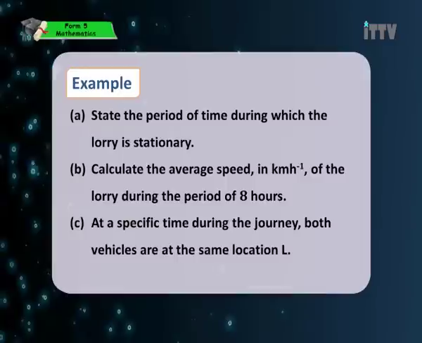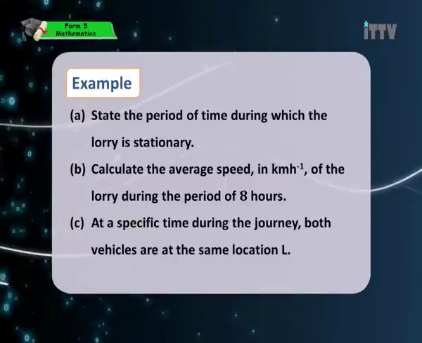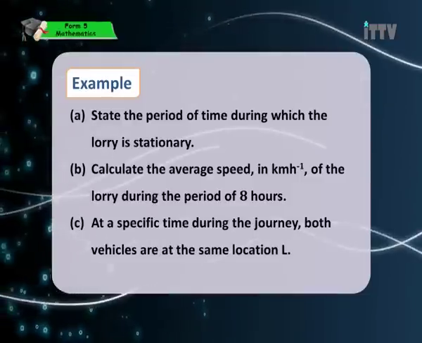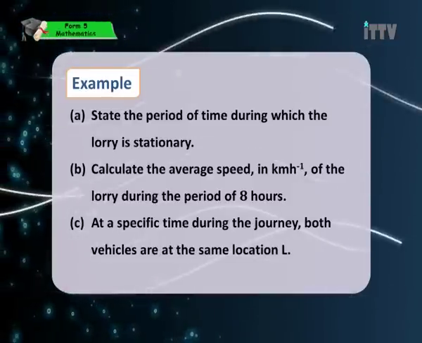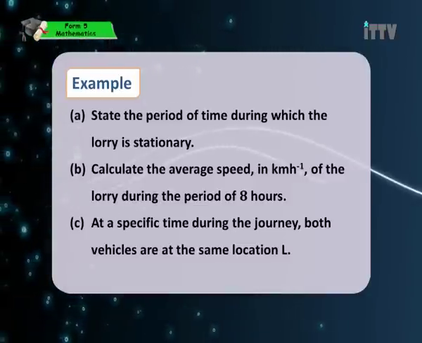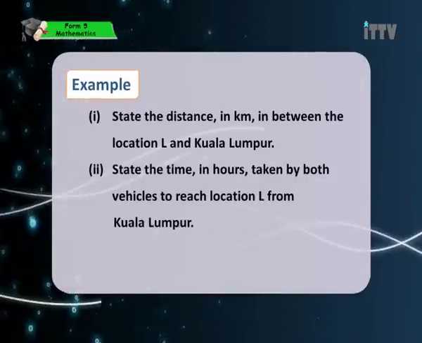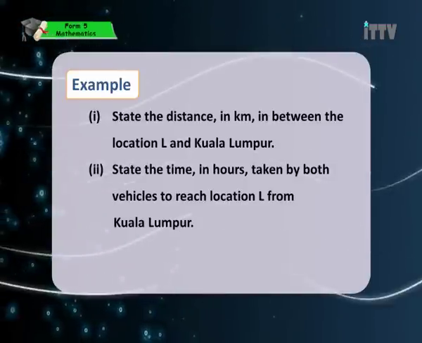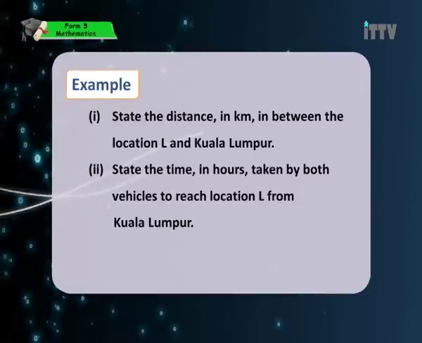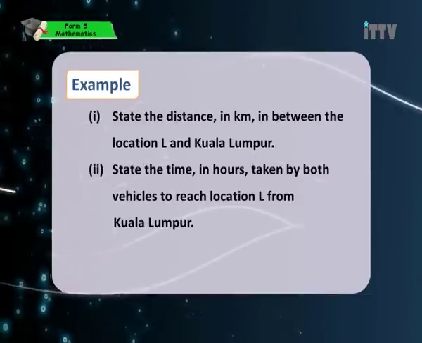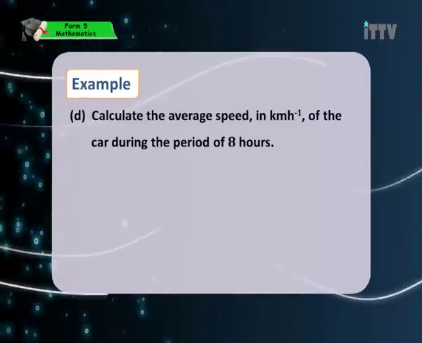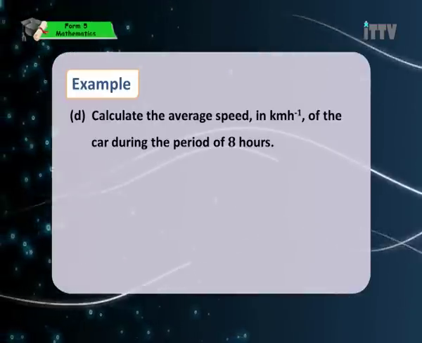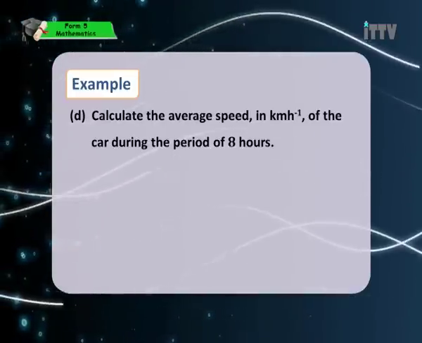A, state a period of time during which the lorry is stationary. B, calculate the average speed in kilometers per hour of the lorry during the period of 8 hours. C, at a specific time during the journey, both vehicles are at the same location L. State, one, the distance in kilometers between location L and Kuala Lumpur. Two, the time in hours taken by the car to reach location L from Kuala Lumpur. And D, calculate the average speed in kilometers per hour of the car during the period of 8 hours.